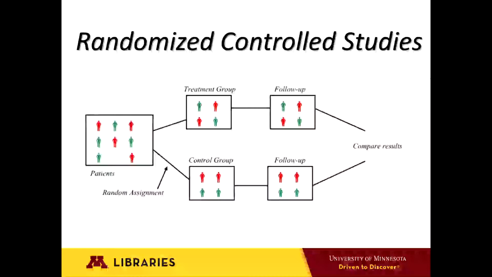Here is a graphical representation of randomized clinical trials. Starting on the left is a group of patients who are then randomly assigned to either the treatment group or the non-treatment control group. The groups are followed over time, and then treatment results are compared.